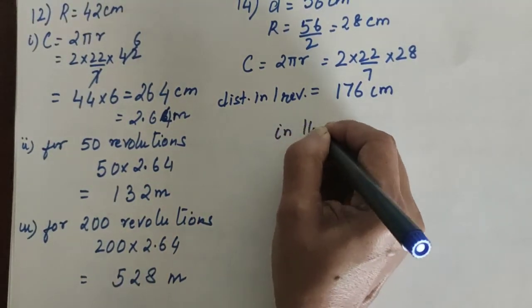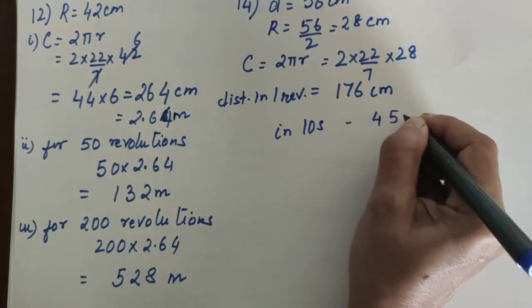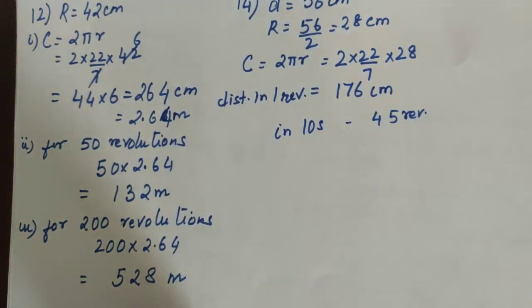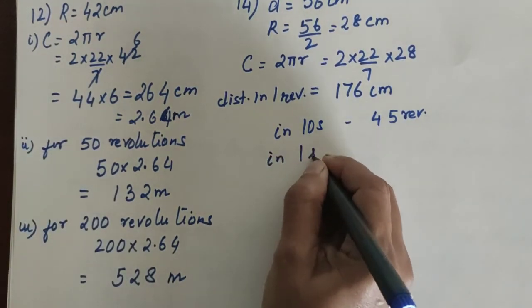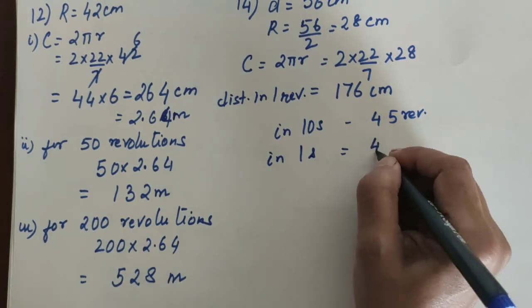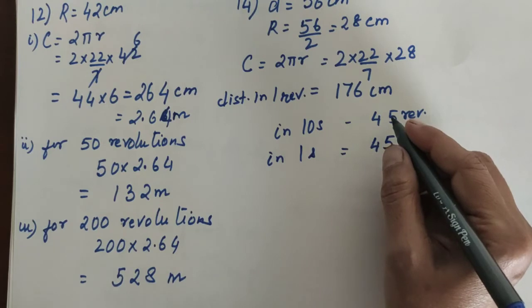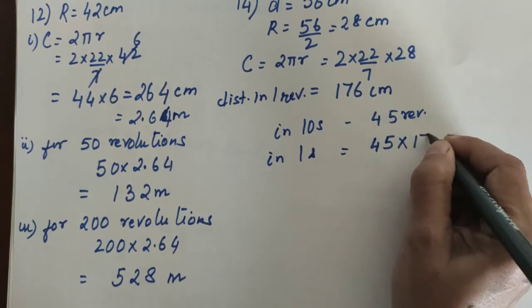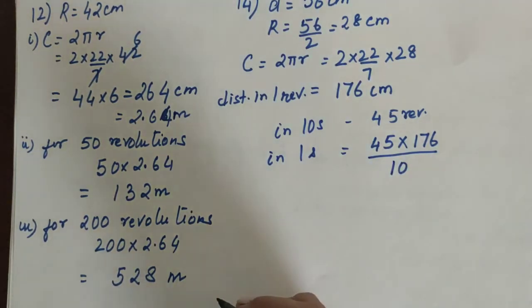So in 10 seconds it's making 45 revolutions. So in 1 second how many revolutions is it making? So in 10 seconds if it is making 45 revolutions, in 1 second the distance covered by it is 45 into 176, because that is the distance, and the time is 10.